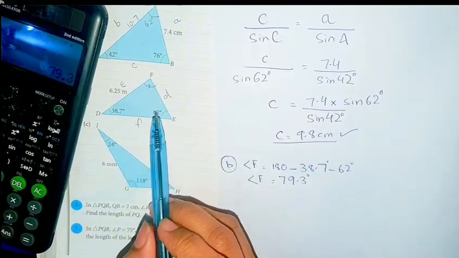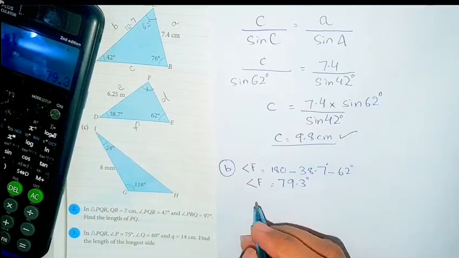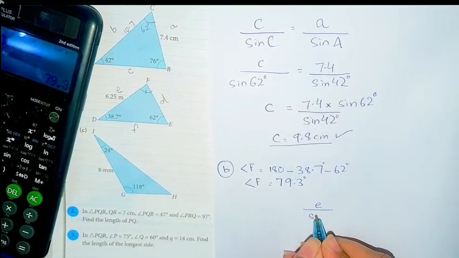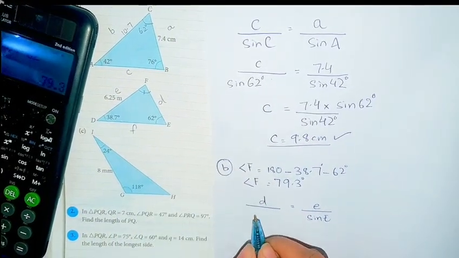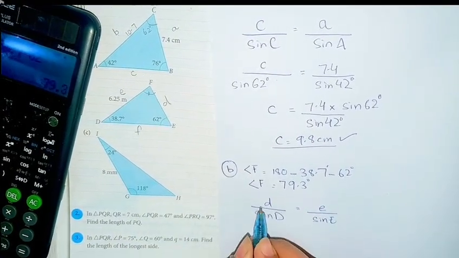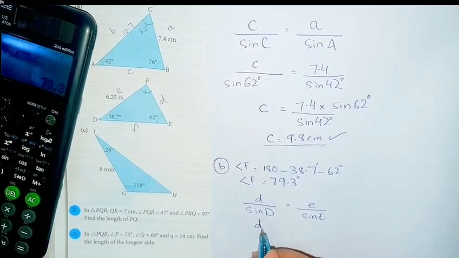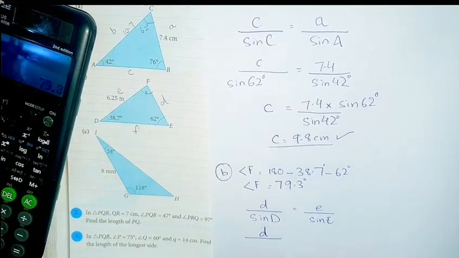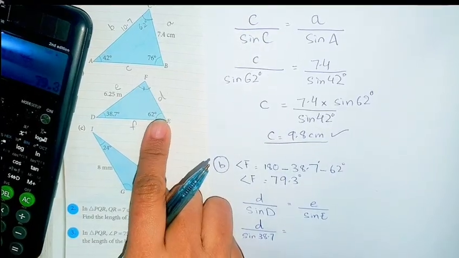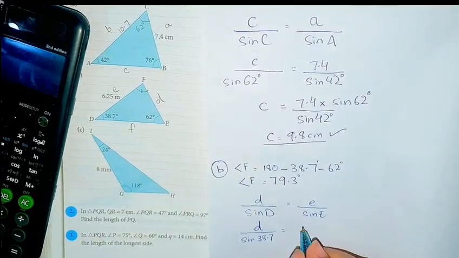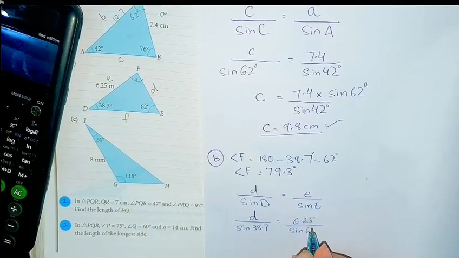Now what we have to find out is side D and side F. We know angle E and side E both. So E upon sine E. We can change the letters and we have to find D. So write D upon sine D. Take one which we don't know and the other which we know, so we can solve it. So what is the value of D? We don't know. Sine D, we know, is 38.7, and side E is 6.25 meters, and sine E is 62 degrees.